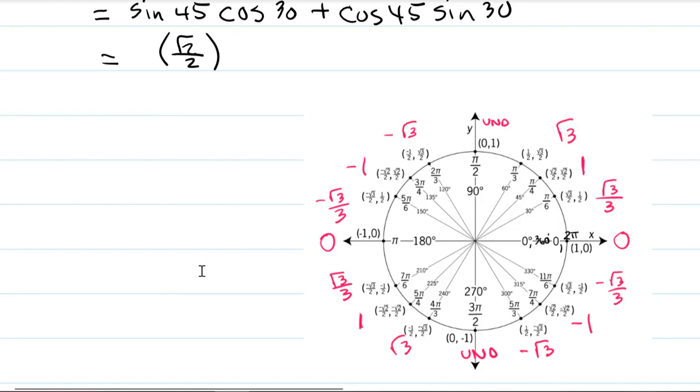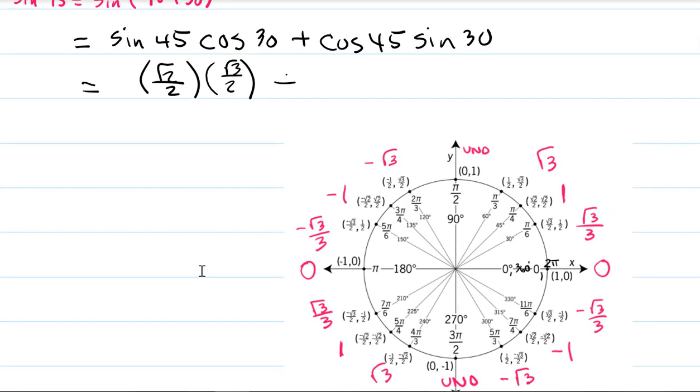Then cosine of 30. When we look on the unit circle, cosine is my x-coordinate, so that's going to end up being root 3 over 2. So that's the sine 45 cos 30 part. Then to that, we're going to add the cosine of 45, same thing as sine of 45, root 2 over 2. The sine of 30, so now I want the y-coordinate at 30 degrees, and that is 1/2. From here, we simply multiply. Root 2 times root 3, we're going to end up with root 6 in the numerator on the top of the first pair of terms. And then 2 times 2 is 4. So we get that for the first 2 terms.